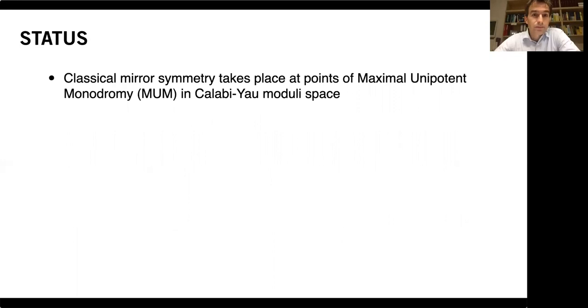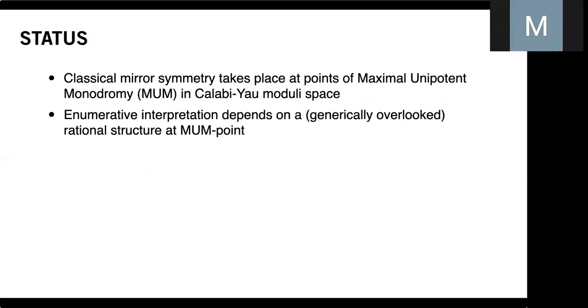So what is the name of the game? Again, classical mirror symmetry, which has this correspondence, really takes place at points of maximal unipotent monodromy. That will be important. The enumerative geometry depends actually on the rational structure at a MUM point. That's something that's usually not emphasized, and it will probably become clear why, just because you don't see it when you look only under the lamppost. When you only look at examples, then that's not relevant. But if you go a little further, then that's actually forced on you.